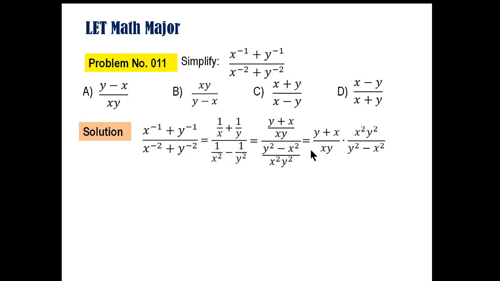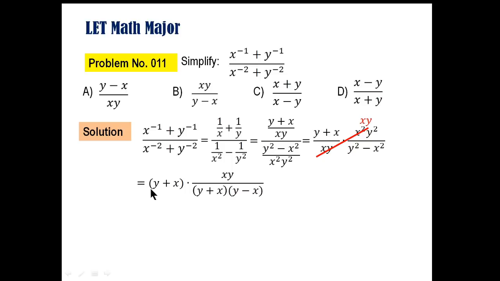Alright, next. For the numerator, y plus x over xy, this is our numerator, we're going to multiply by the reciprocal of your denominator. So the reciprocal of y squared minus x squared over x squared y squared is x squared y squared over y squared minus x squared. Next, we're going to cancel xy and x squared y squared. Since this is xy squared, meaning there are 2 xy, cancel 1, so what remains is xy.